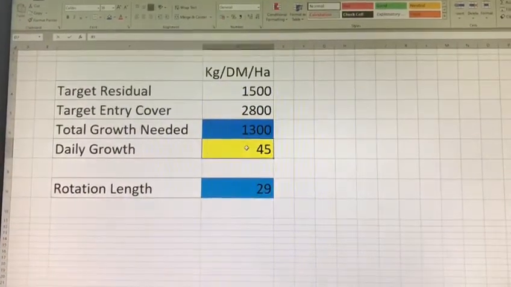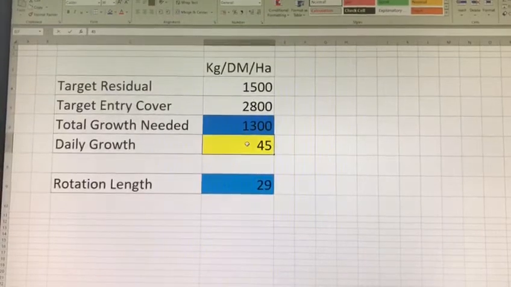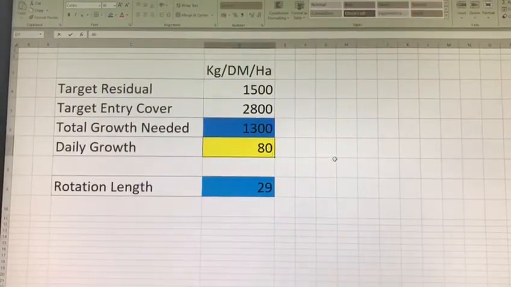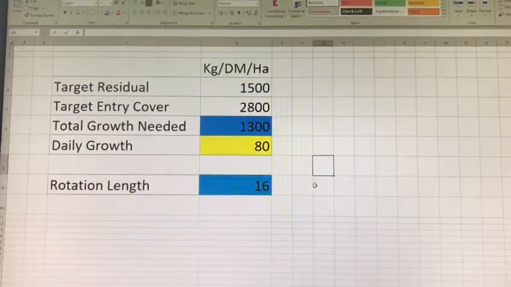During peak grass growth, in late spring, early summer, where it could be growing as much as 80 a day, our rotation length could be as short as 16 days. To efficiently manage a grazing rotation, we need to adjust the rotation length according to how much it's growing.